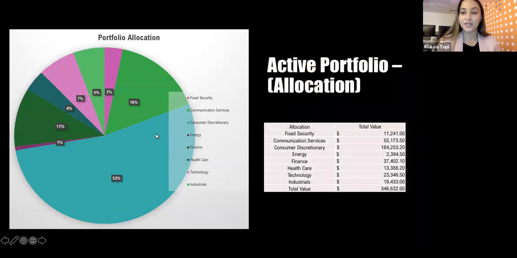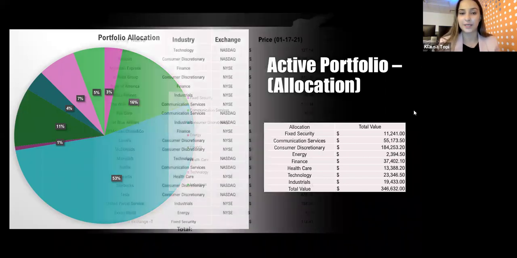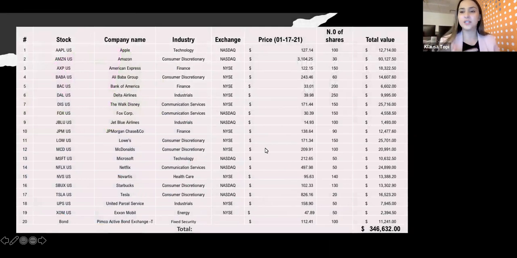So here's the active portfolio allocation. I tried to make it as diversified as possible. I included a fixed security, and then I included other sectors and industries such as energy, finance, healthcare, technology, and more. I've put around 300,000 of value into this portfolio to begin. And here's a detailed allocation of my 20 stocks for the active portfolio. So this is the industry, the date that I've opened it from January 17th till April 4th. And here's the total market value of each stock, and the total that I've invested to start off.